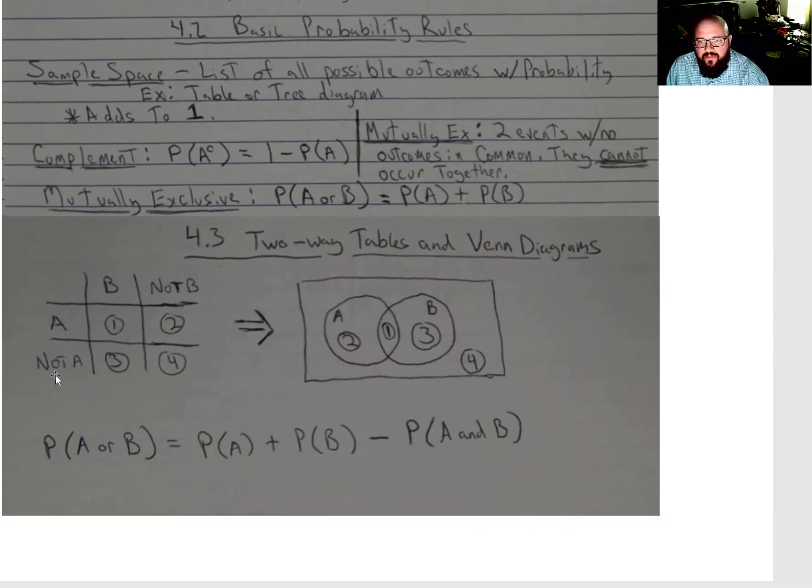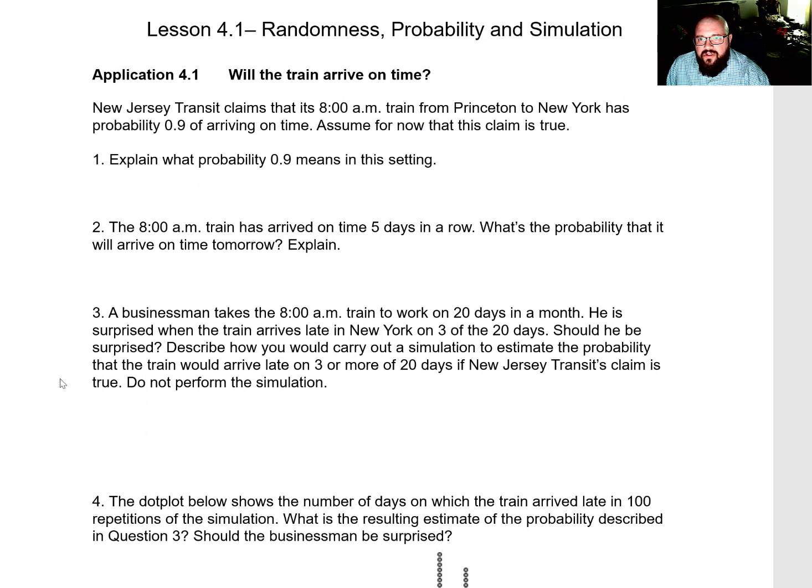Alright, so let's jump into this real quick. Let's say on randomness, probability, and simulation. So we're going to do 4.1 here and go through some problems and make sure everybody's got a good understanding of what we're doing.